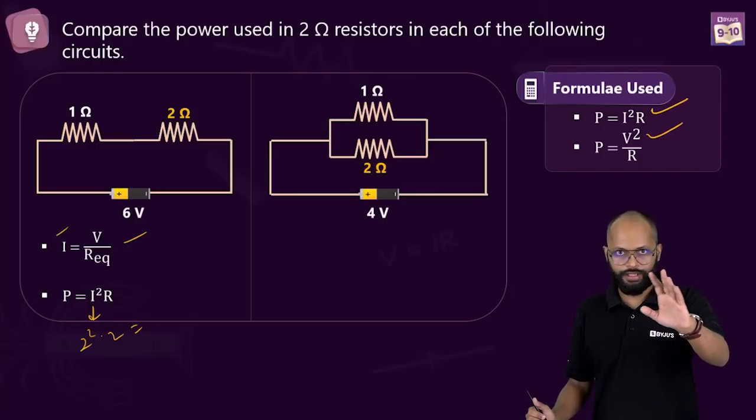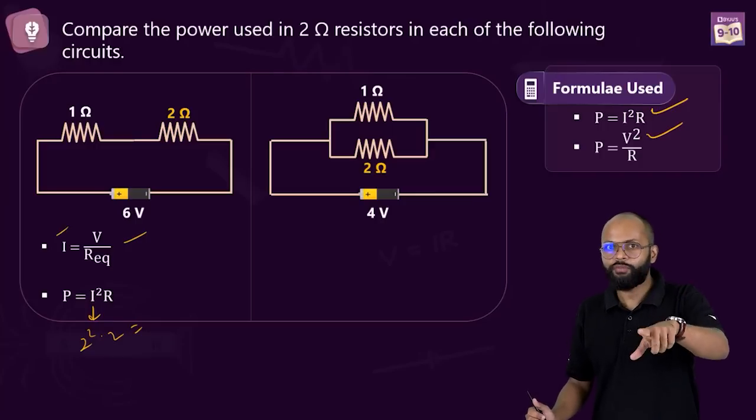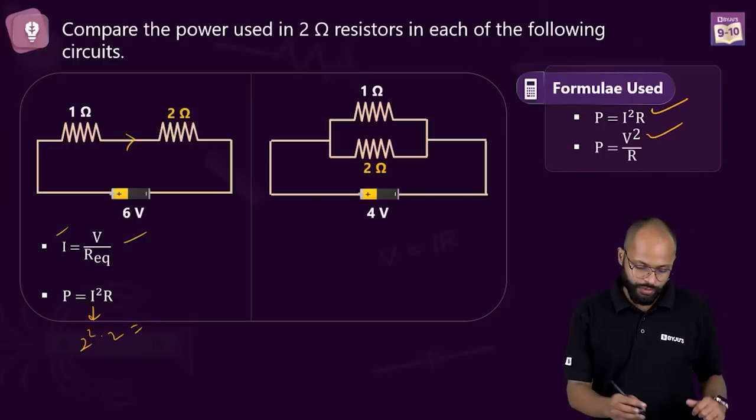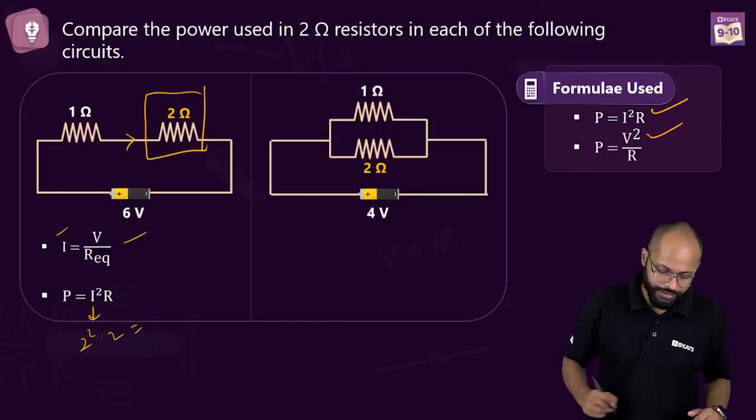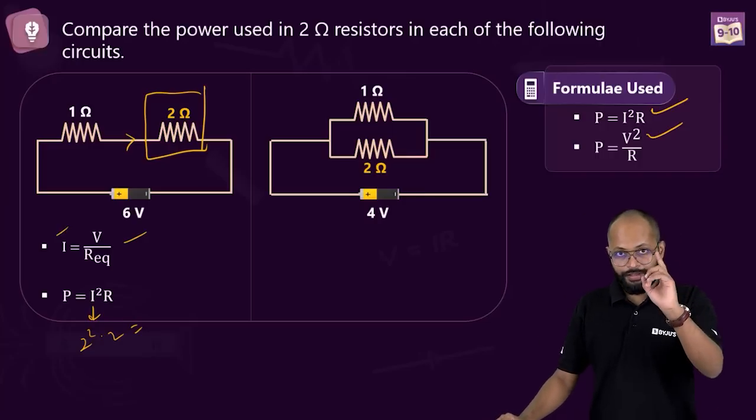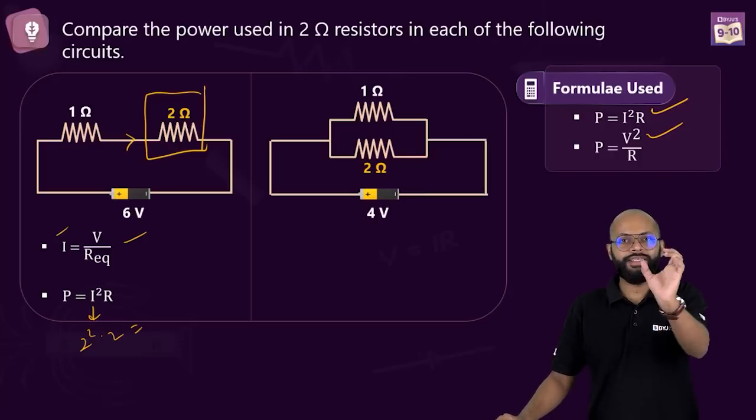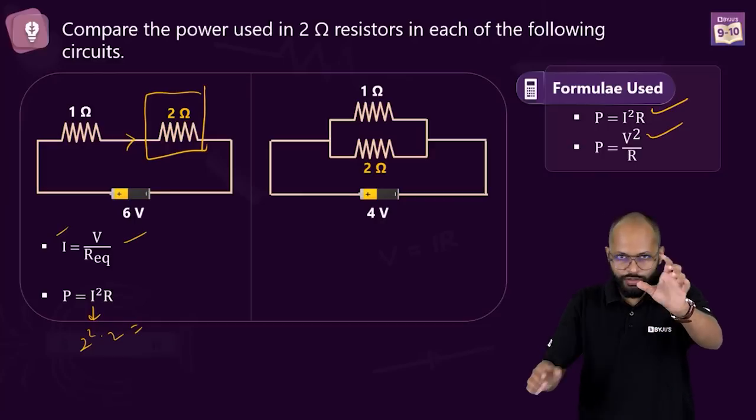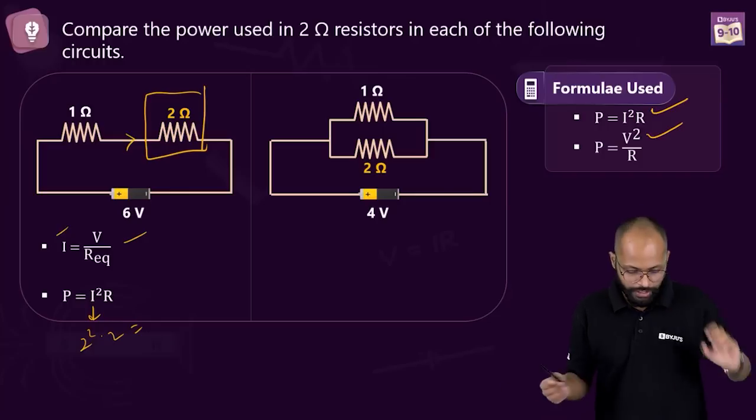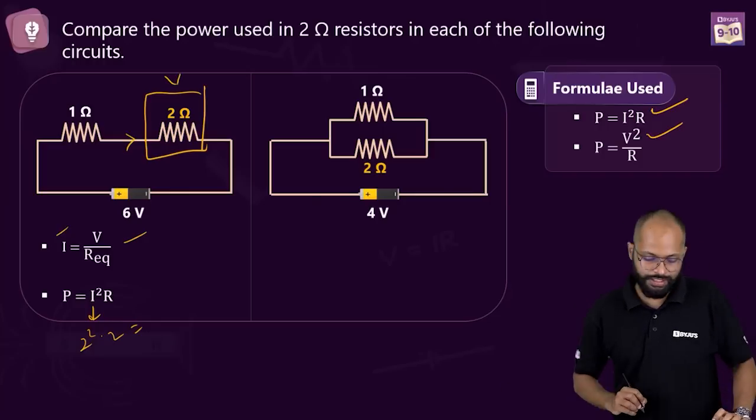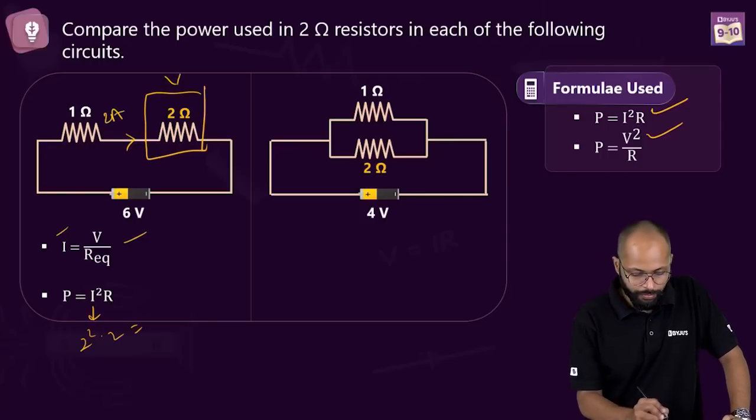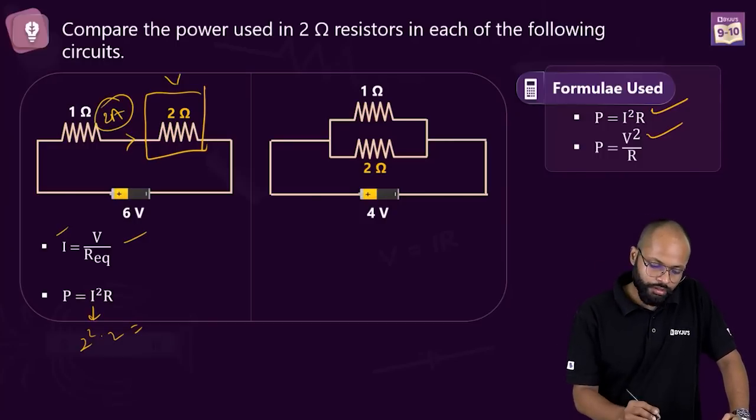So what if I want to use V square upon R? See, you can. I'm not saying you can't. But for that, you will anyway have to find the current, because you are trying to find the voltage drop on this 2 ohm resistor. Don't be misguided by this word V. V means the potential drop on that particular resistor, right? So we are talking about this 2 ohm resistor. To find the voltage drop on this, you have to anyway find the current. That is 2 amperes, which you have already found. You will say 2 multiplied by 2.